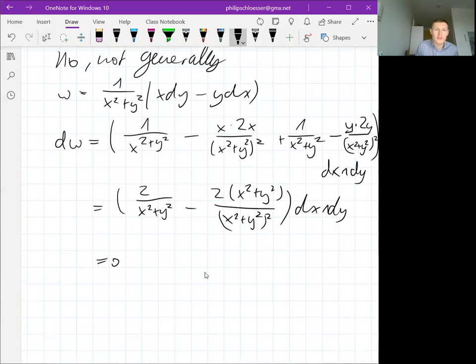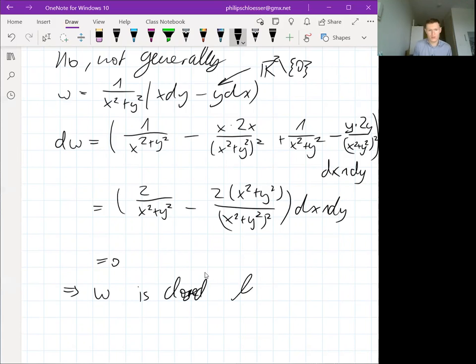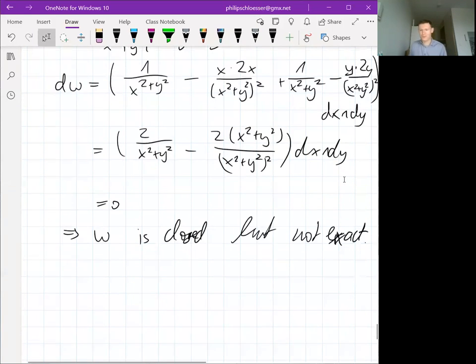Oh, I should also mention that, of course, this definition only makes sense if we exclude 0. So we have ω is closed, but not exact. That it is not exact can be seen from the fact that dx and dy are linearly independent. So yeah.